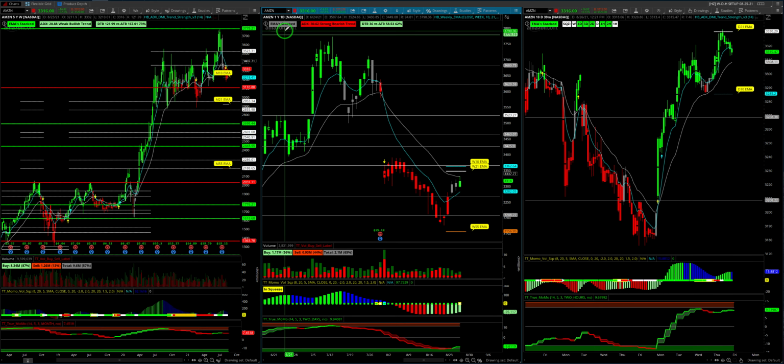Now, stacked EMAs basically tells me if my EMAs, the 8, the 13, 21, 34, 55, 89, are all stacked positively. And as you can see on the weekly, I've got a positive stack. On the daily, it's a sideways stack. And on the intraday chart, it's positively stacked.